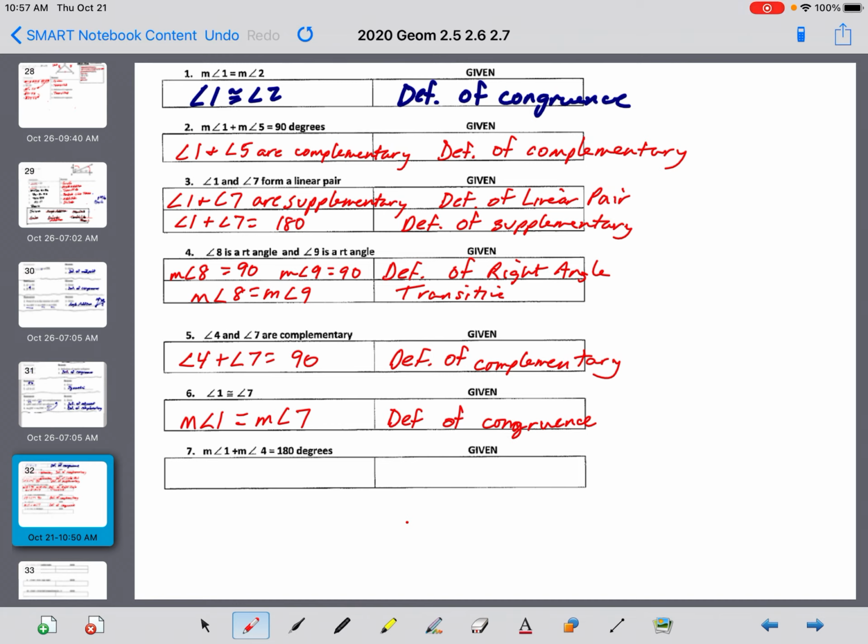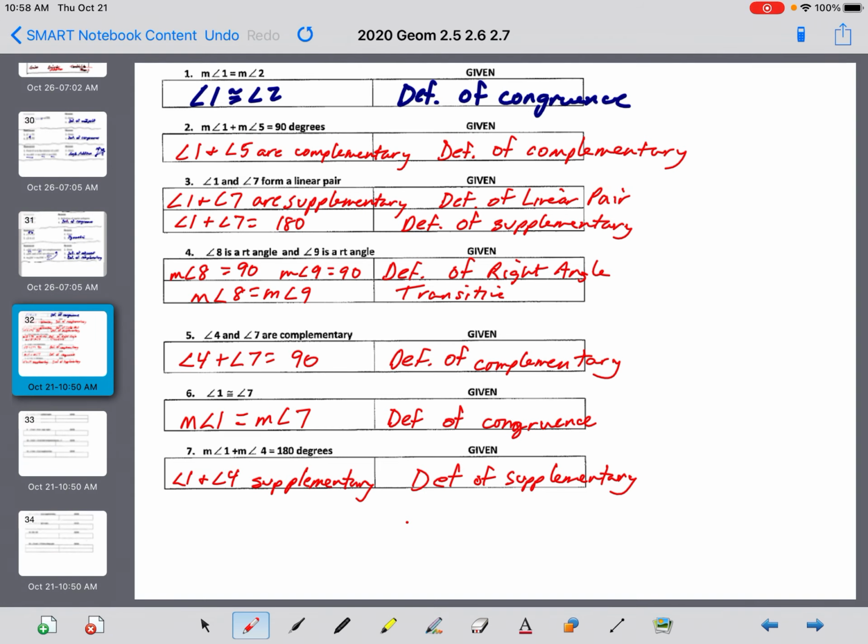Number 7, on the last one on this side, if we know that 1 and 4 equal 180, what word can we replace 180 with? We can replace it with supplementary, because we've satisfied the definition. So the definition allows us to bring words in. The definition also allows us to get rid of words and bring numbers in. So look, a lot of these are definitions, okay? Because if we satisfy a definition, we can make another conclusion.